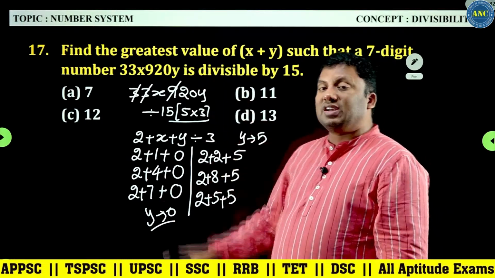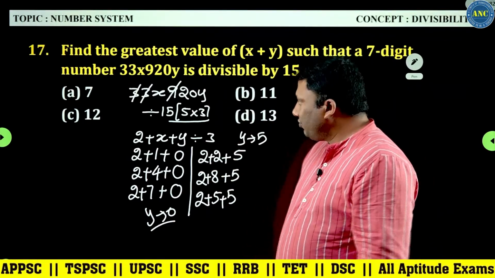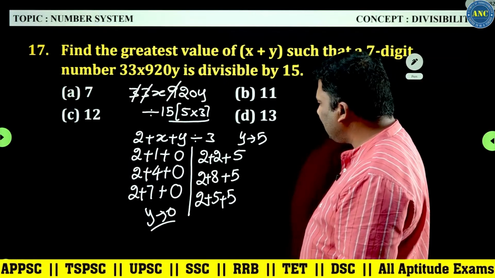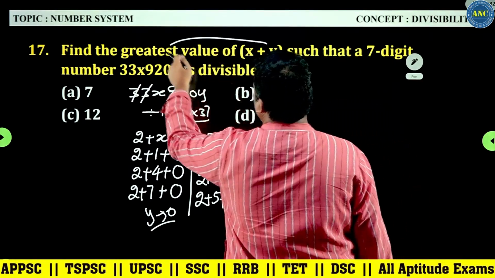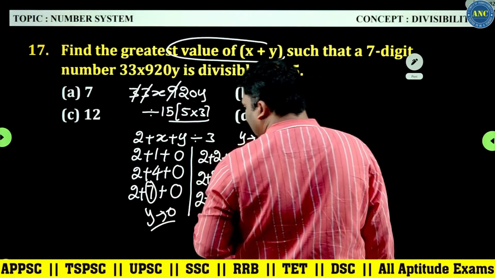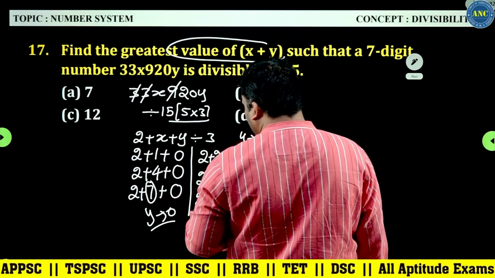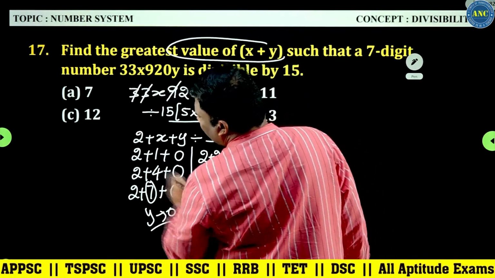The number is divisible by 15. 15 means it will be divisible by 3 and 5. What is the question that he is asking? What is the greatest value of x plus y? X should be maximum 7. Y should be maximum, it is 5. What is 7 plus 5? 12.